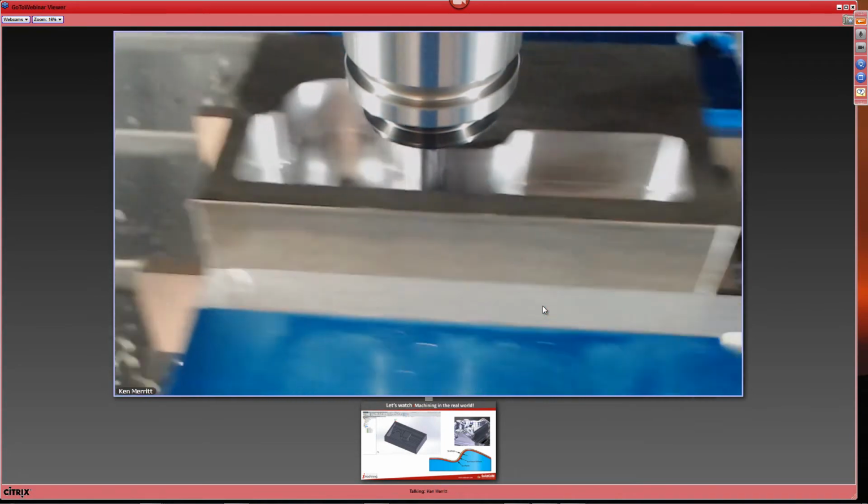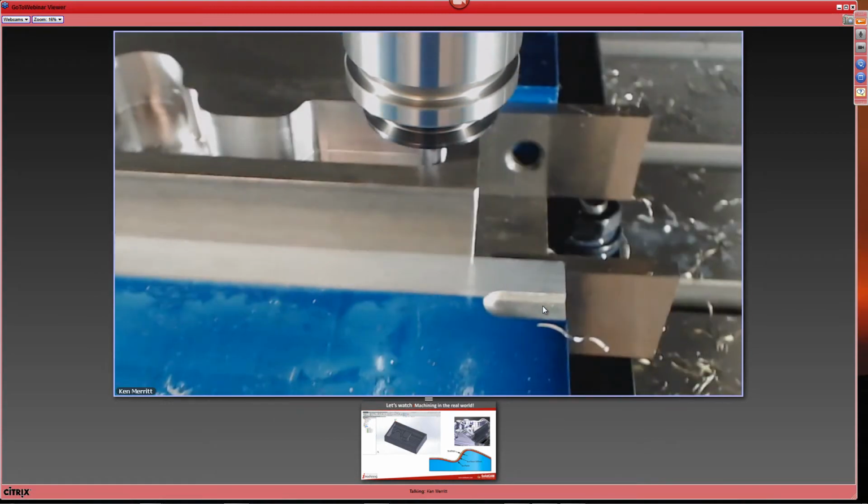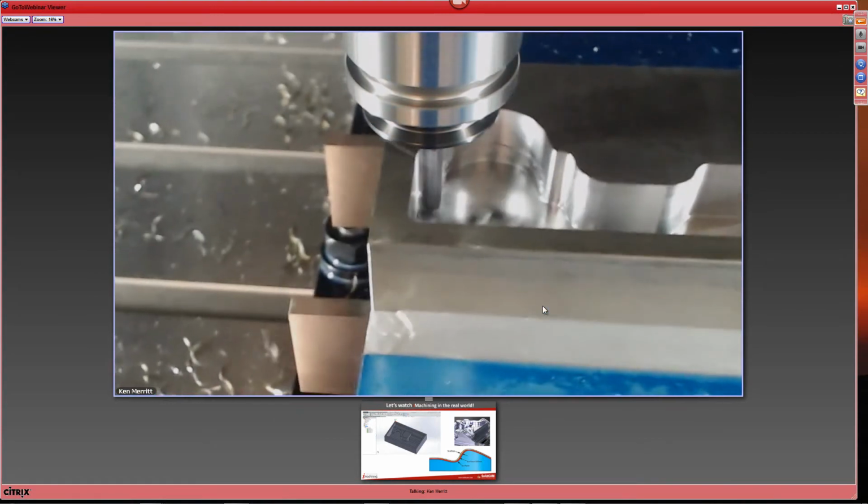Okay, that looks like it might be holding up a little bit better. We don't have nearly as much vibration on that camera. Sorry about that. Looks pretty good, Ken.